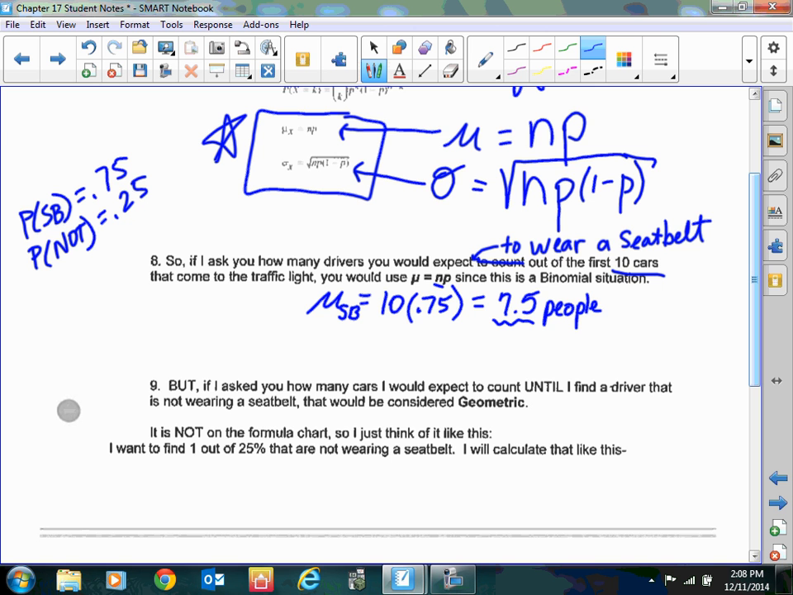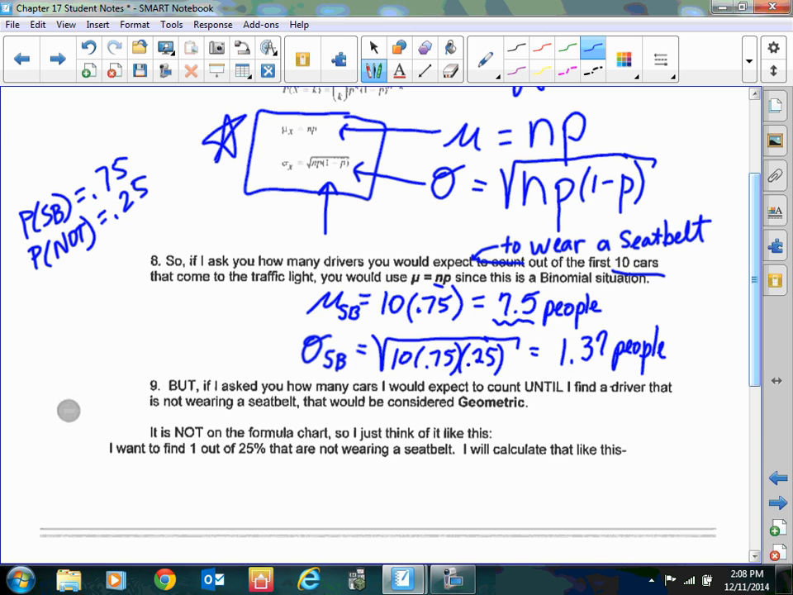All right, with what standard deviation? The standard deviation of wearing a seatbelt would be, and follow this formula, the square root of 10 times the probability of success times the probability of failure, and that comes out to 1.37 people.